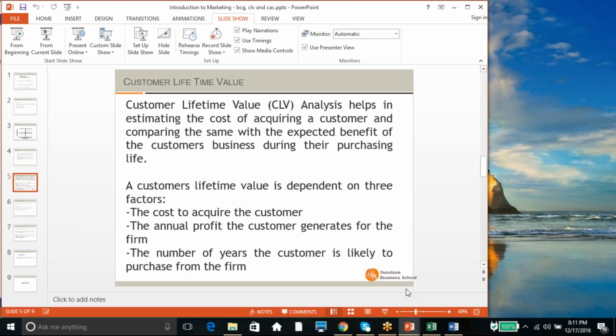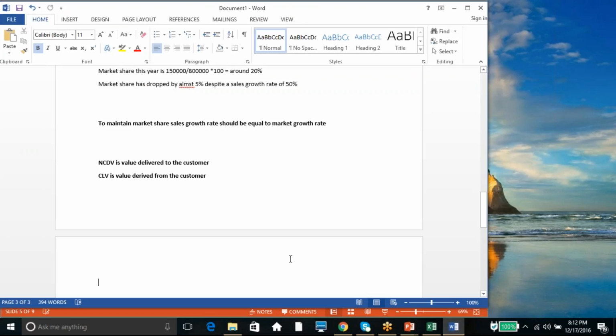So if we say CLV is based on three factors, and I say the cost to acquire the customer is A, the annual profit the customer generates for the firm is B, and the number of years the customer is likely to purchase from the firm is C, then what should be the formula of CLV in terms of A, B, C?